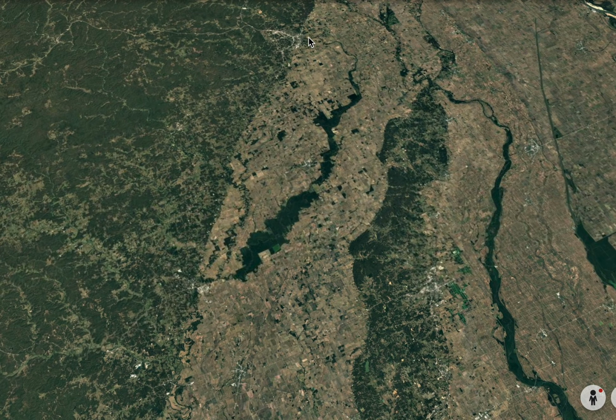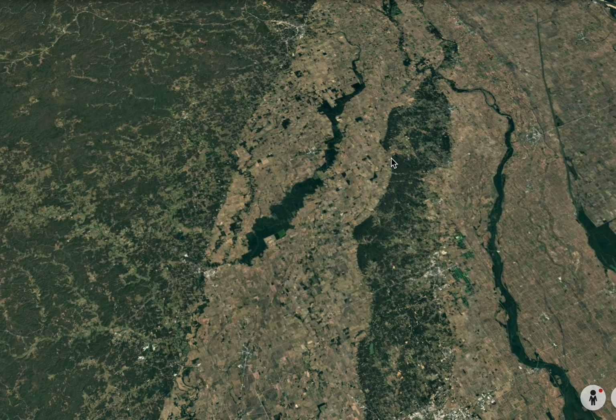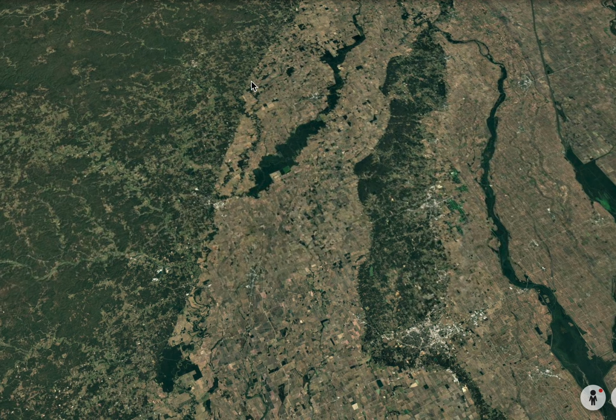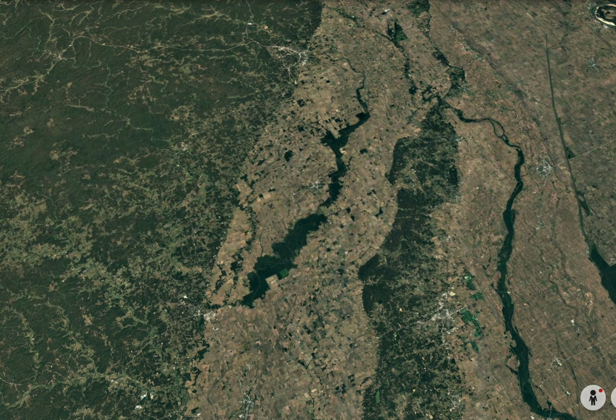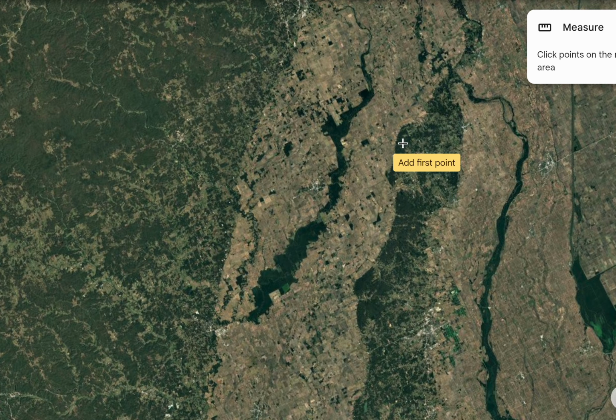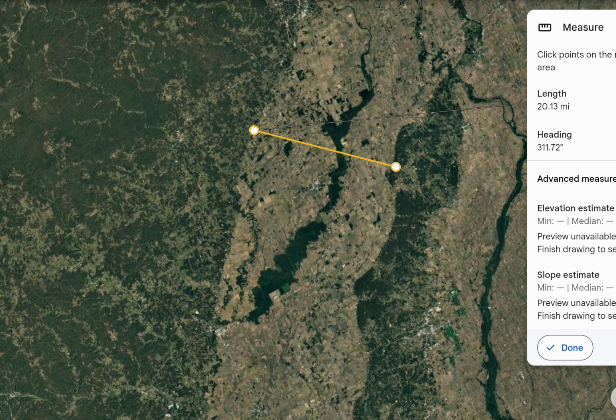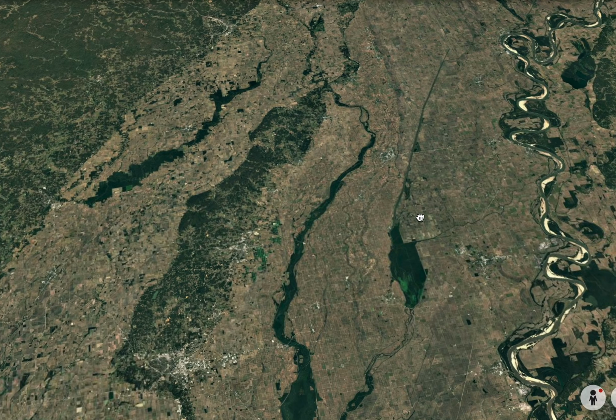So this is a really good example of a mega channel. And then it's got a few bites in it, but that one edge is so straight. So let's do from this straight edge to the other straight edge, 20 miles. That's pretty cool.